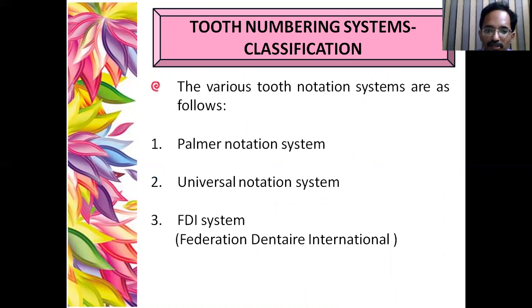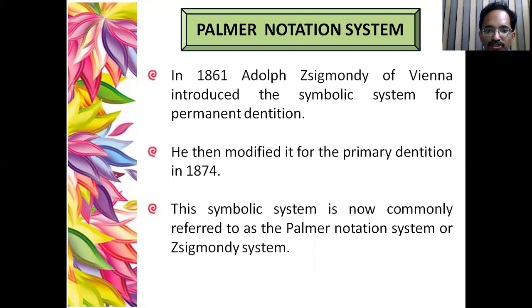So there are various tooth notation systems that are followed, but the most commonly used ones are the Palmer notation system, the universal notation system, and the FDI system, which is nothing but the Federation Dentaire Internationale system. Let's discuss each system in detail. In the Palmer notation system, in 1861, Adolf Zsigmondy of Vienna introduced the symbolic system for permanent dentition. He then modified it for the primary dentition in 1874. This symbolic system is now commonly known as the Palmer notation system or the Zsigmondy system.